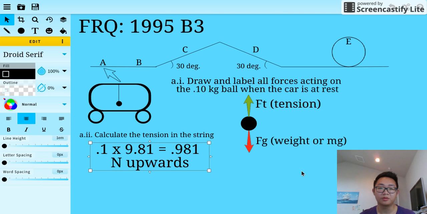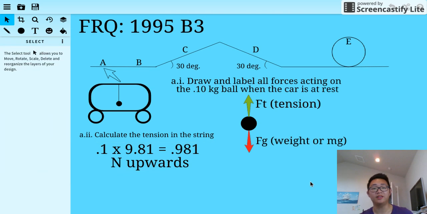Right, so we're doing FRQ 1995 B3. This FRQ gives us a cart and a track that goes flat, goes uphill, goes downhill, goes through a loop, and it ends. And the cart here has a string inside. It suspends a 0.1 kilogram ball, and this will change position, and the tension will also change as the cart moves throughout the track.